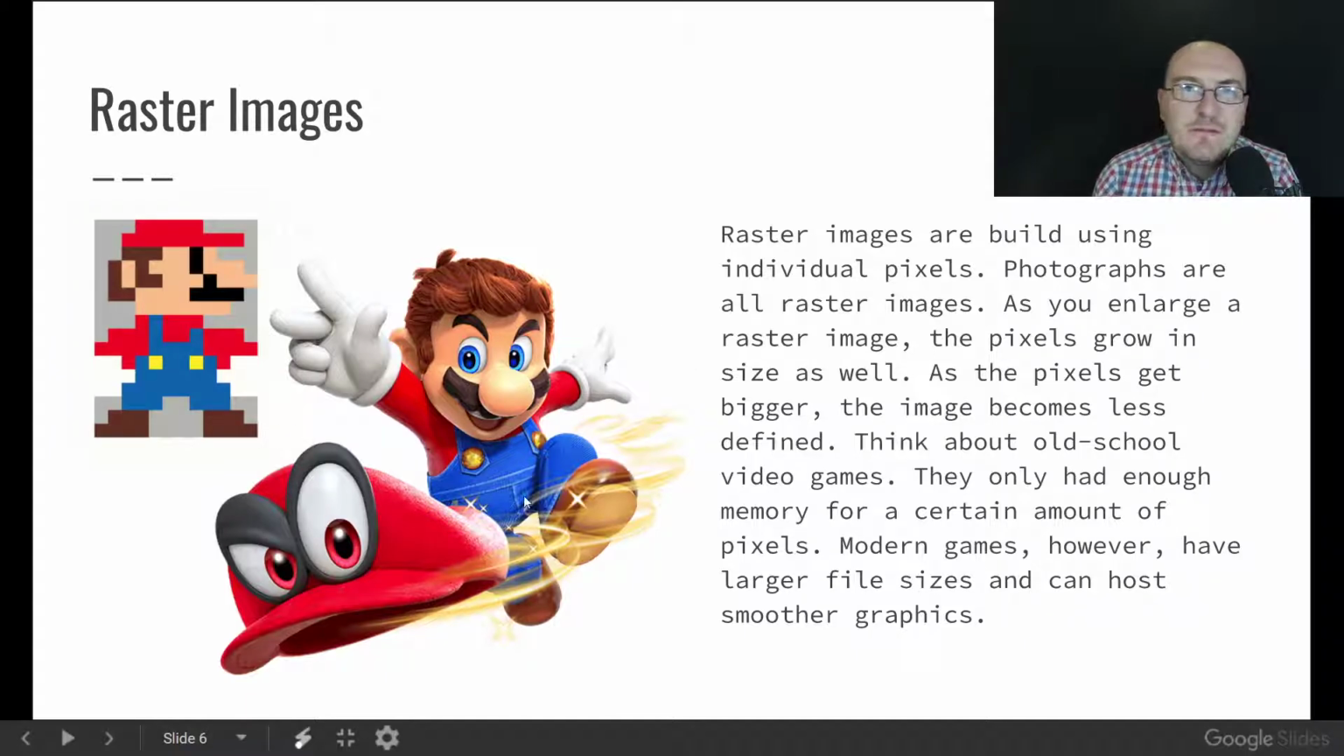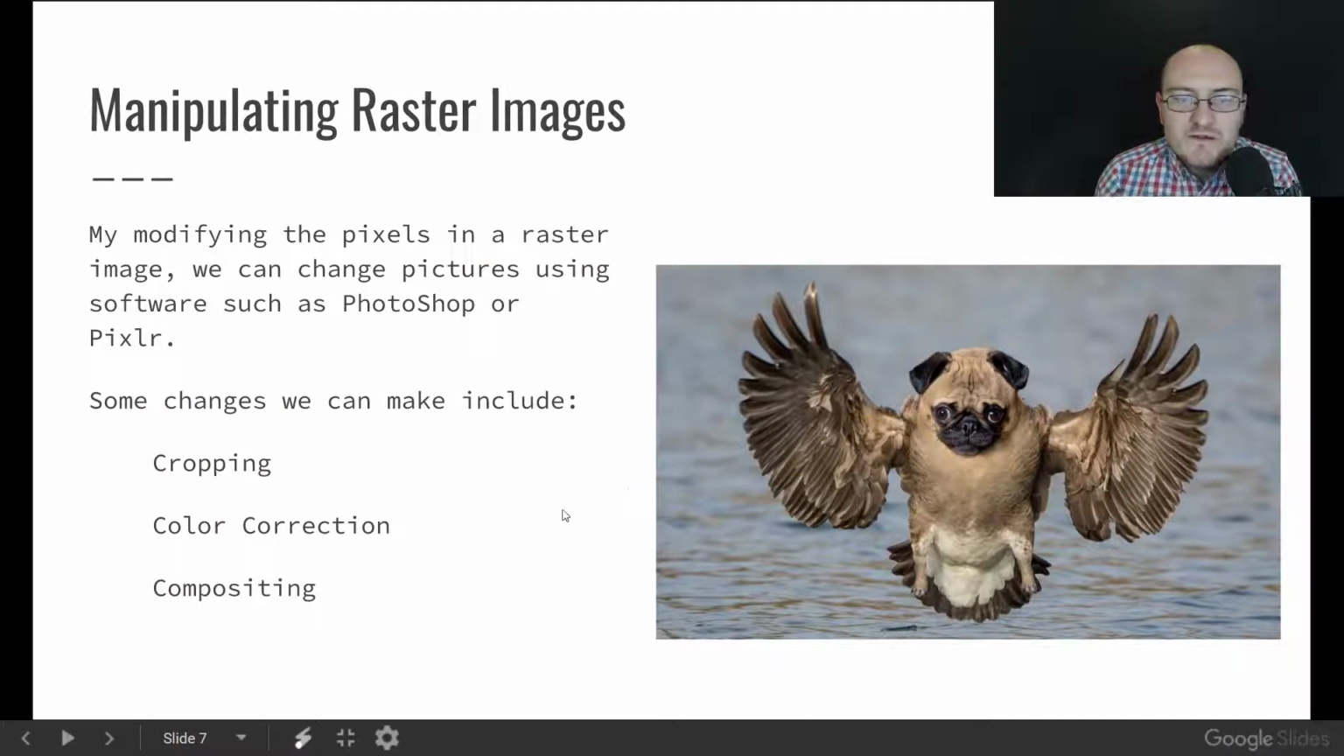Now we can fit a lot more data in files, whereas back in the day, old school video games could only fit so much data for our artwork. Now we can fit a lot of data, and Photoshop can handle really any sized image you want to throw at it. So there are a lot of things we can do to raster images. We can just basically change the pixels in a raster image. That's really what Photoshop is best at: changing the individual pixels so we get something new.